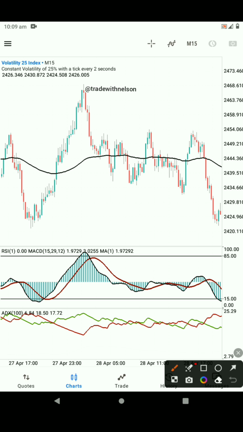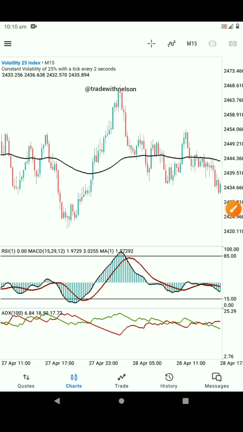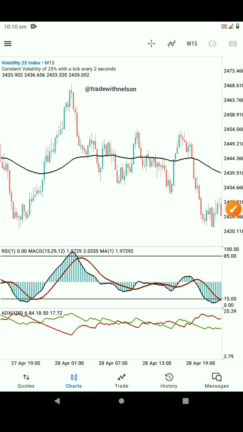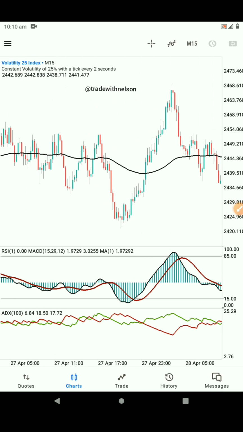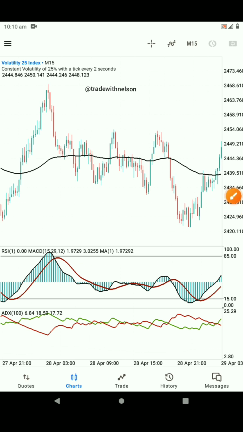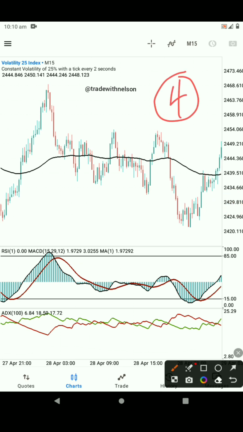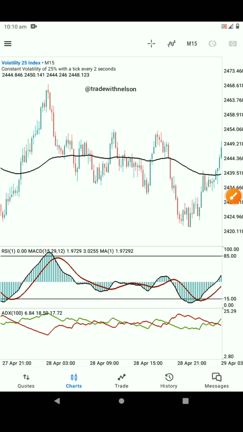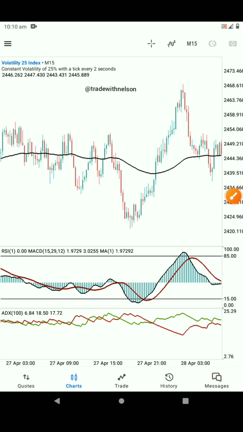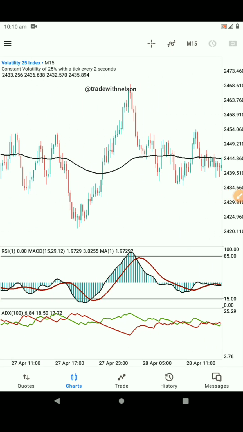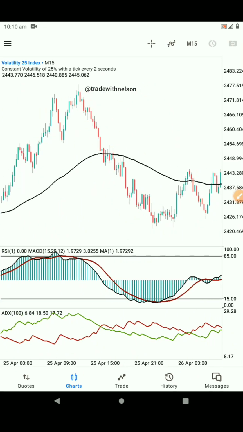If you look carefully on my chart, this is the 15 minutes time frame and this is volatility 25. As I said, this strategy works on volatility 75, 10, 50 and so on. If you look on my chart, I have 4 indicators: moving average, MACD, RSI, and ADX. Don't worry, I will show you the settings for all these indicators. But before that, let me quickly show you how this strategy works.